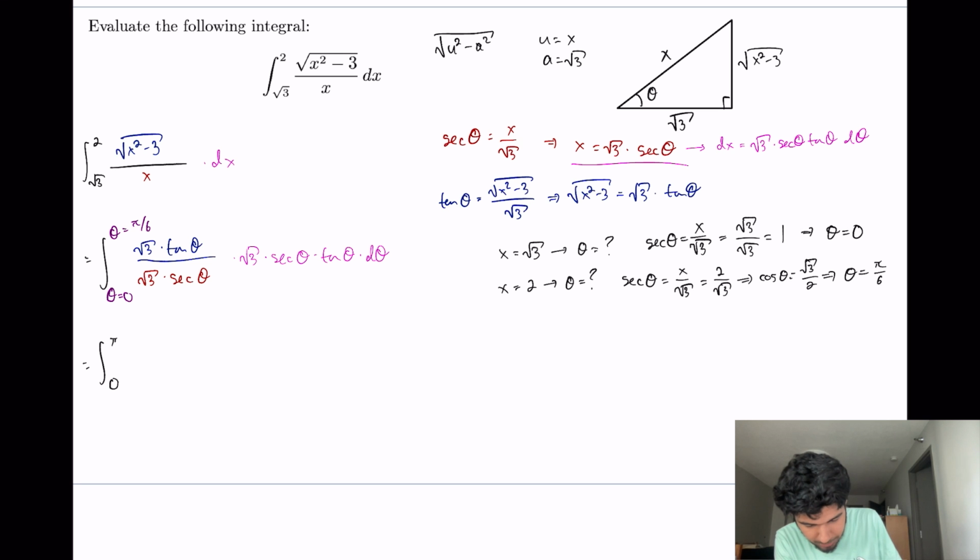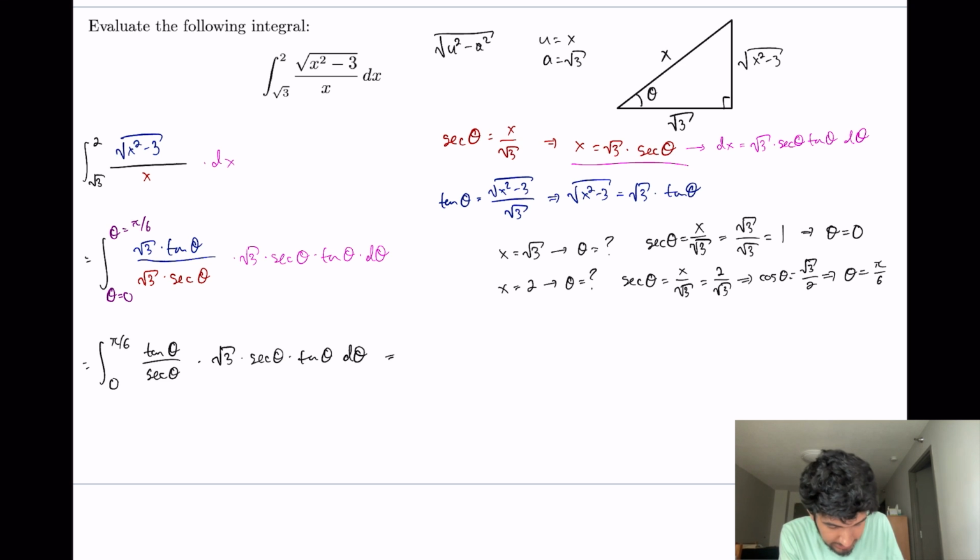Integral from 0 to pi over 6. The square root of 3's and the fraction cancel, so we're left with tangent of theta over secant of theta times square root of 3 times secant of theta times tangent of theta d theta. The secants cancel, so it's the integral from 0 to pi over 6 of the square root of 3 times tangent squared of theta d theta. Well, how are we going to integrate this, the integral of tangent squared of theta?